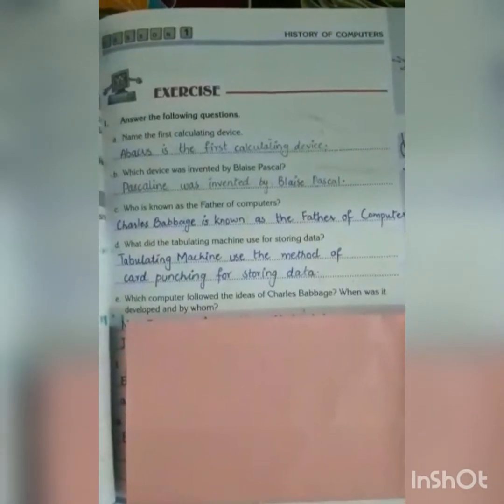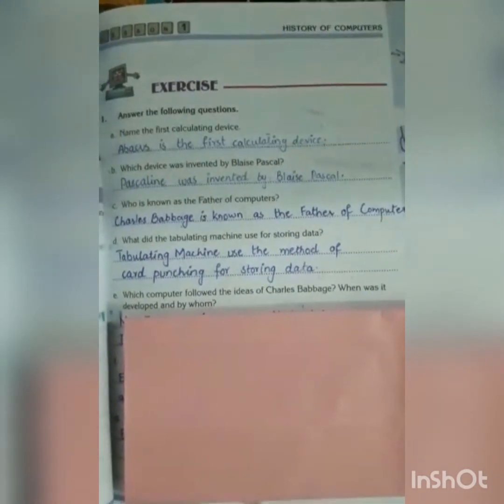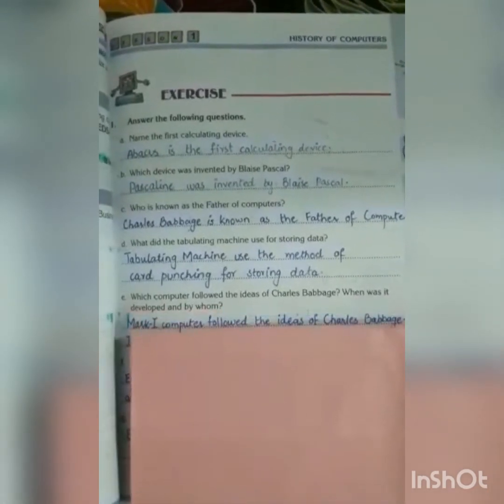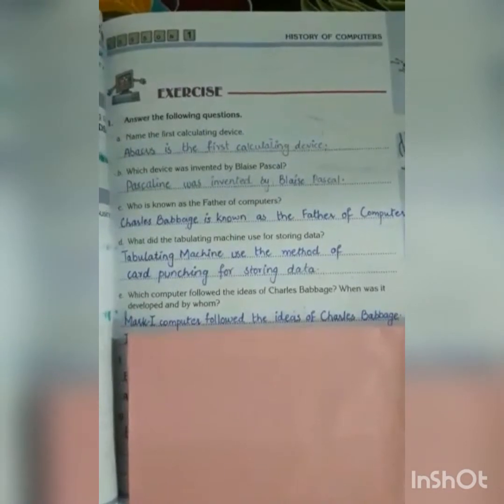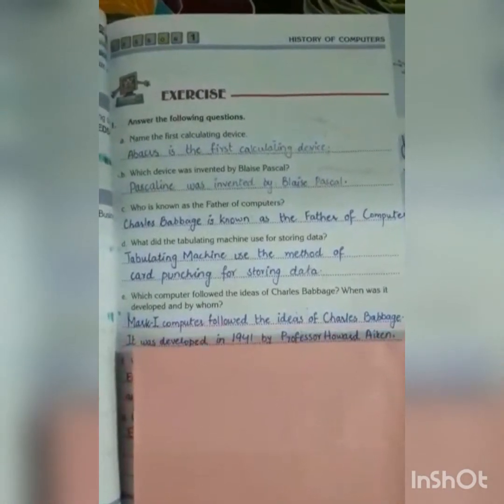Now, dear students, come to the exercise of chapter number 1, question number 1. Part E. Which computer followed the ideas of Charles Babbage? When was it developed and by whom? So we have revised that Mark I computer followed the ideas of Charles Babbage. It was developed in 1941 by Professor Howard Aiken.